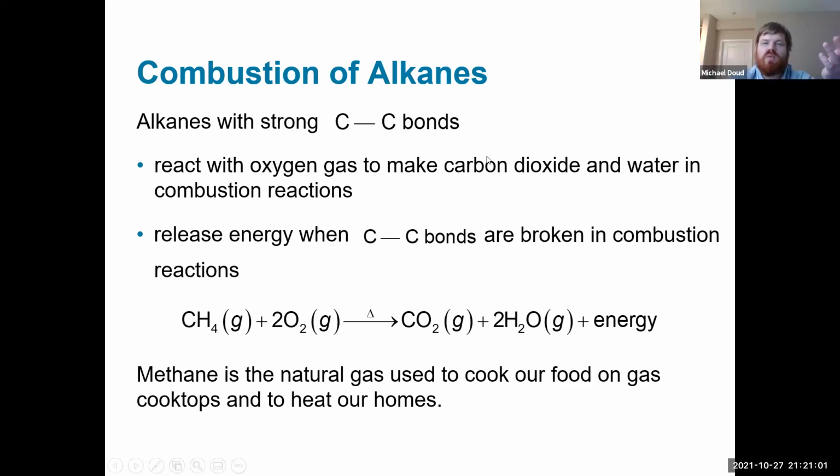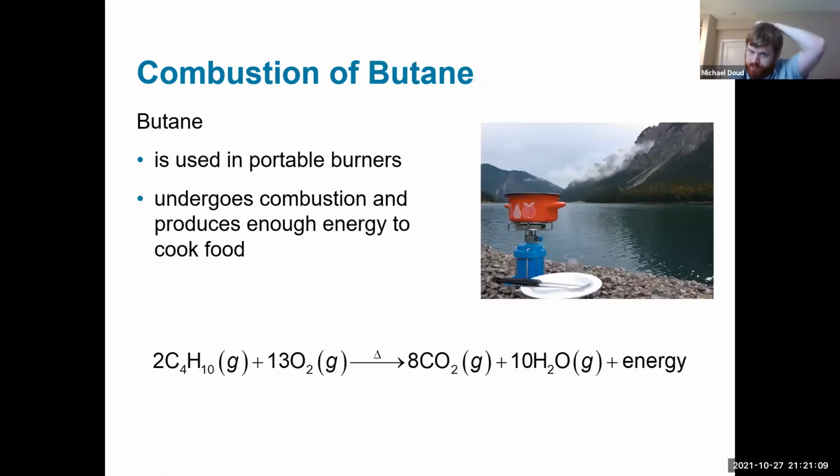That's why we burn these things for fuel, right? In our cars, for example. That's why we burn it for heat, from natural gas, all of that. Butane is used in camping, for example. Butane, C4H10, reacts with oxygen to produce carbon dioxide and water. And of course, it produces a tremendous amount of heat energy. So that can be used to cook food or boil water, whatever you need to use it for. And again, it's portable, so that's why it's often used in camping.